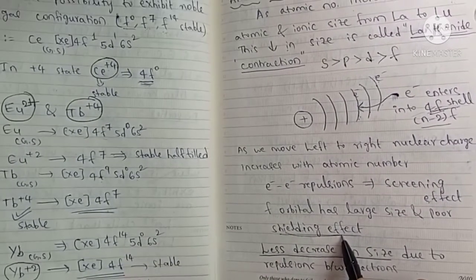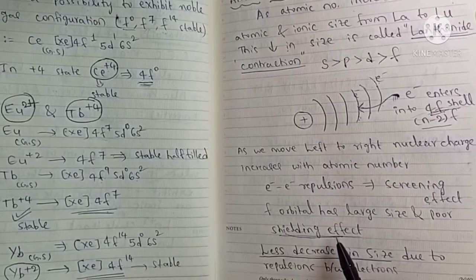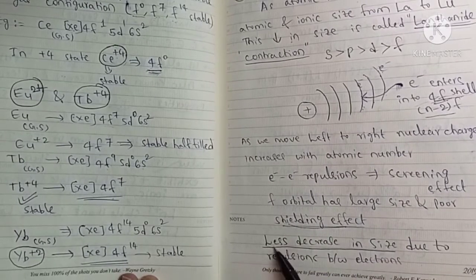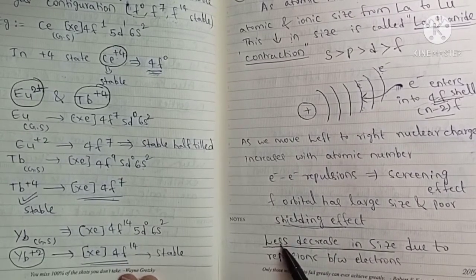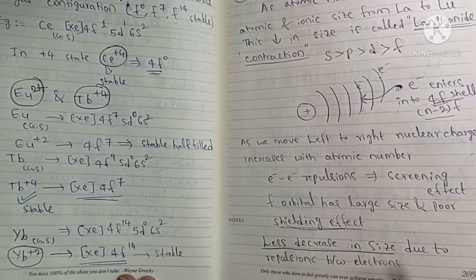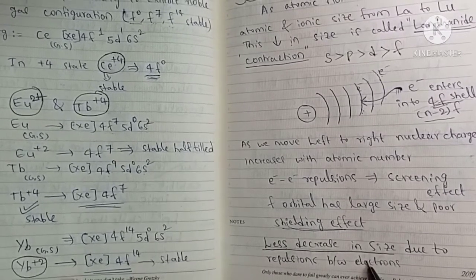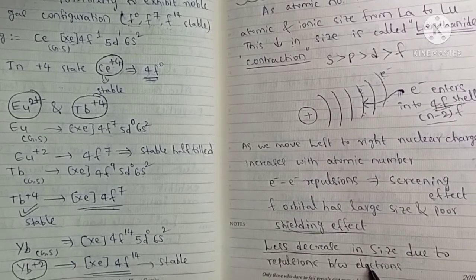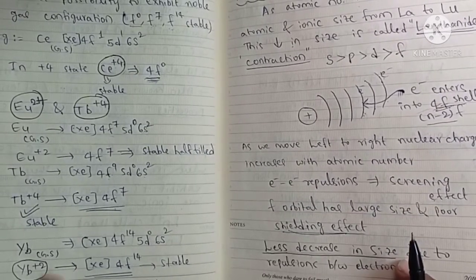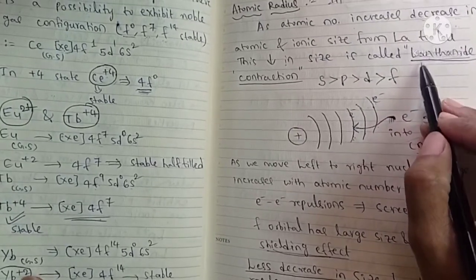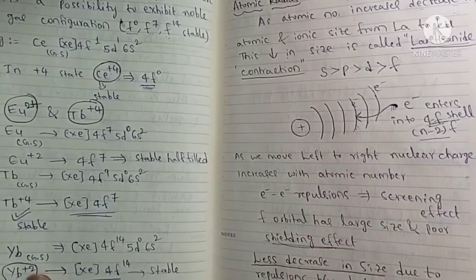So that's why they don't overcome the attraction much. That's why this decrease in size is very less. Due to the poor shielding effect of f orbital, repulsions between electrons cause less decrease in the size. So this decrease in size due to f orbital is called lanthanide contraction.